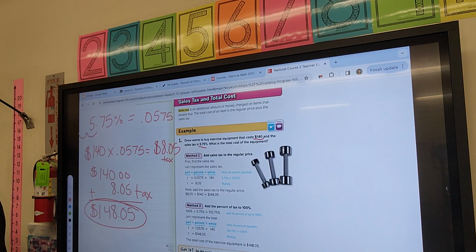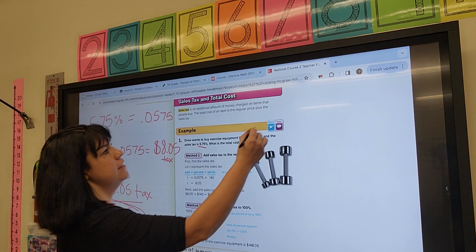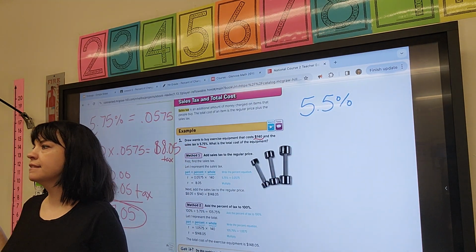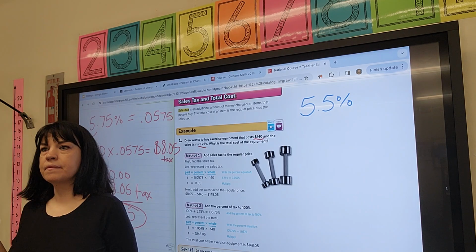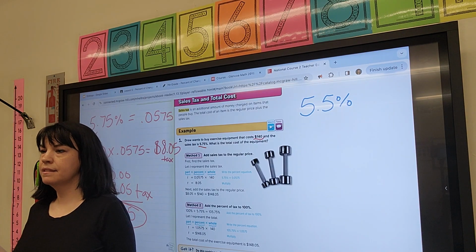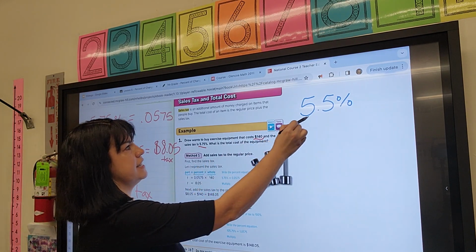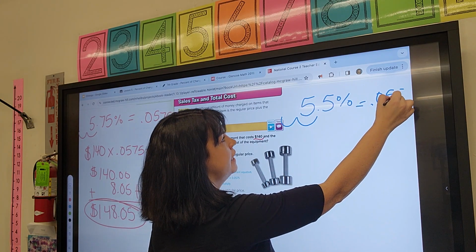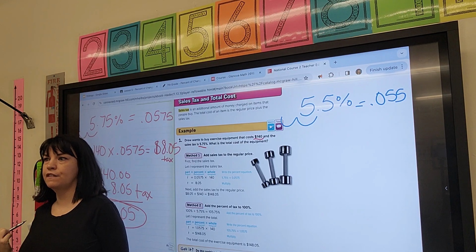Let's try A down at the bottom. So what is the total cost of a sweatshirt if the regular price is $42 and the sales tax is 5.5%? So first step, what is 5.5% as a decimal? Who can tell me? Kaylee? Right, if we move our decimal point 2 places, it is going to be 0.055.